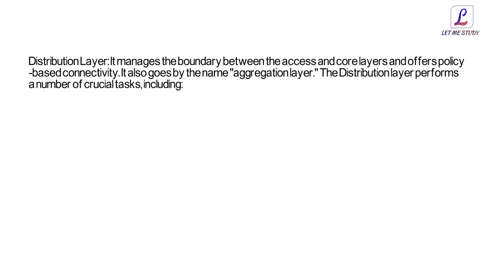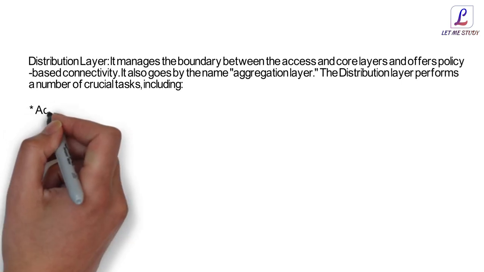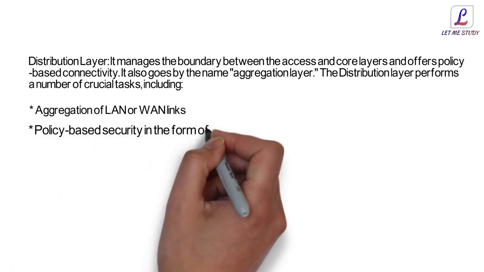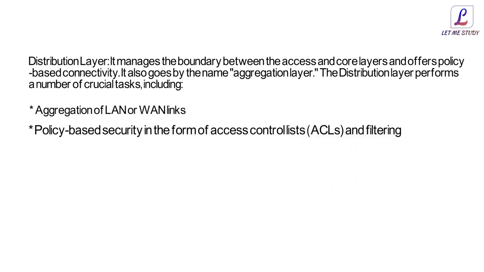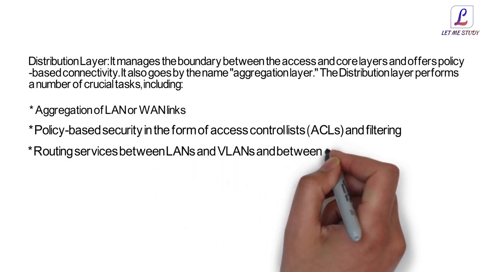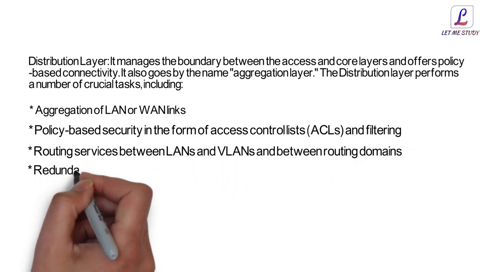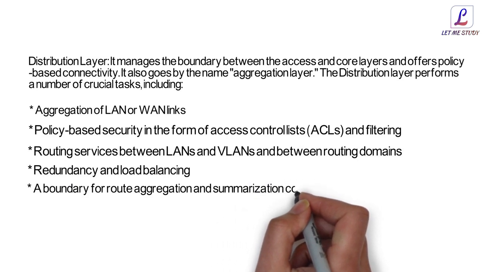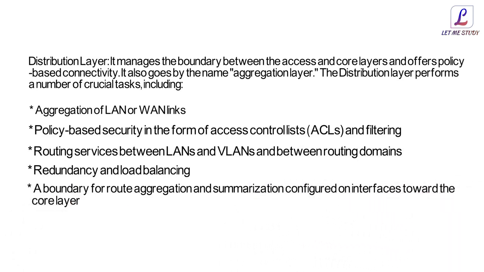Distribution layer. It manages the boundary between the access and core layers and offers policy-based connectivity. It also goes by the name aggregation layer. The distribution layer performs a number of crucial tasks, including aggregation of LAN or WAN links, policy-based security in the form of access control lists, ACLs, and filtering, routing services between LANs and VLANs and between routing domains, redundancy and load balancing, and a boundary for route aggregation and summarization configured on interfaces towards the core layer.